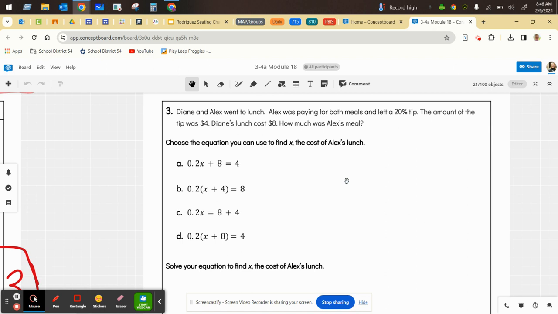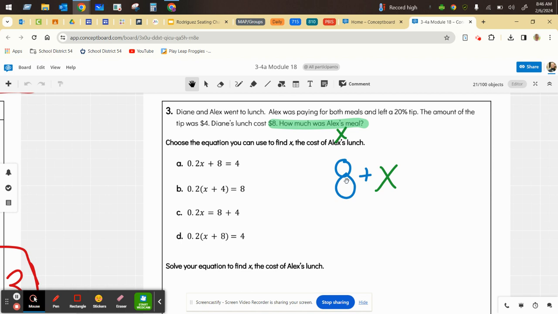Okay, so when you're out to lunch, 2 people, you have the 2 meals. To find the total cost of the bill, you add the 2 meals. So Diane's was 8. And the cost of Alex's meal, we don't know that, so that's our x. So we're adding 8 plus x.